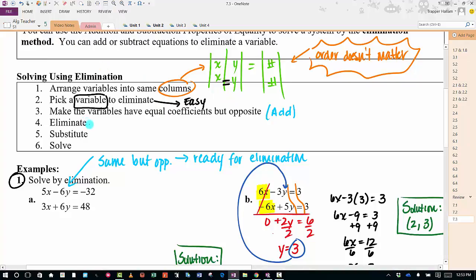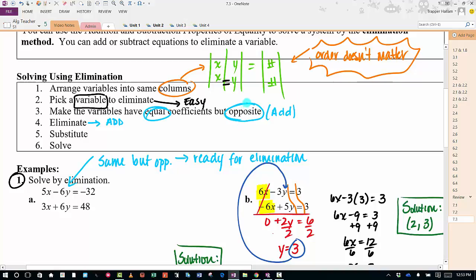Sorry, I'm going to switch my color. From there, we'll eliminate. There are two ways to think of it. I know I said subtraction problem at the beginning, but I like to think of it as an addition. What I like to do is get my two terms the same and opposite. I said negative, but I want to get them equal and opposite, and then I just add everything together.